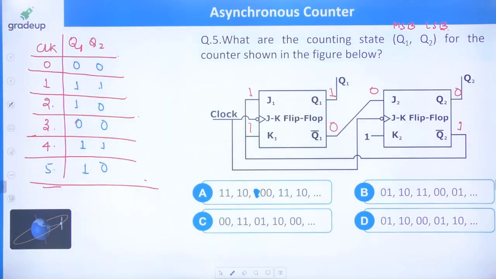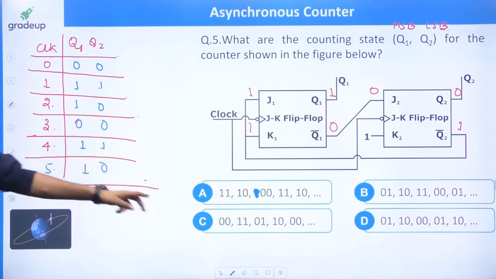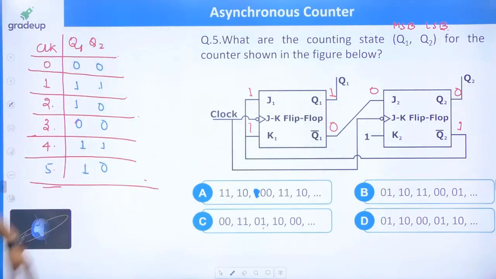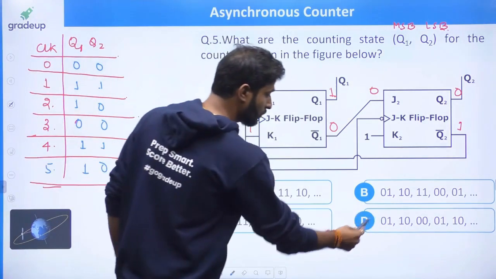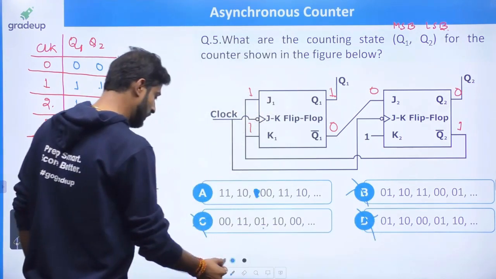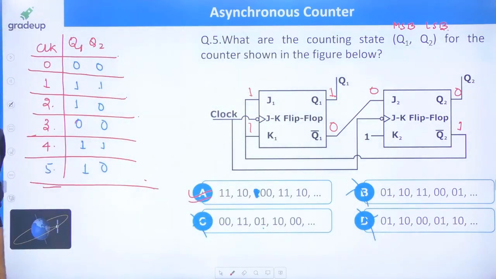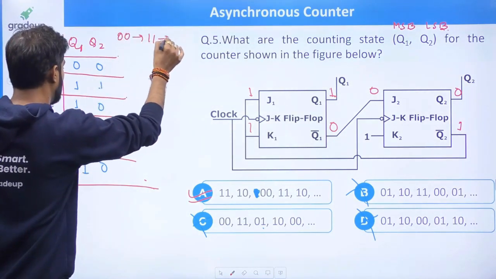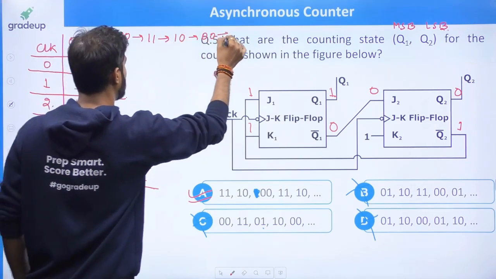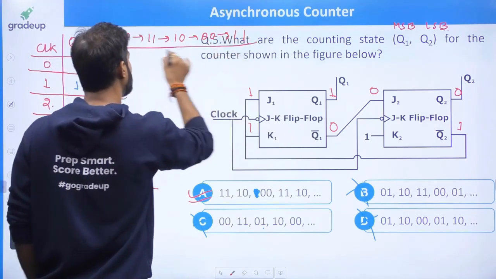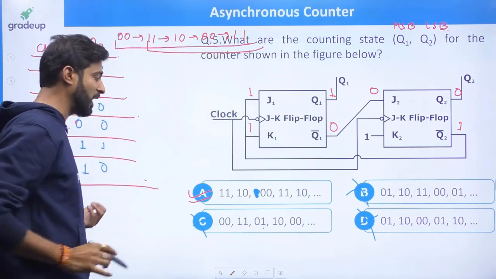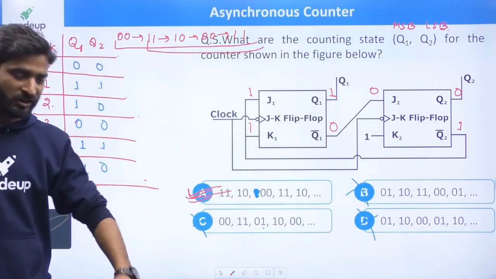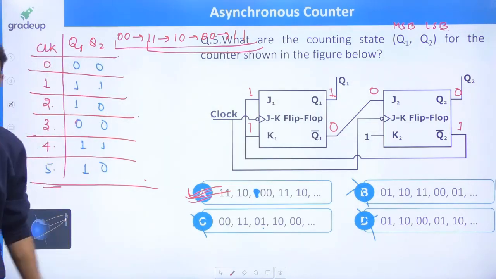So my dear friend, if you see, after the 0, 0, it would say 0, 1. But 0, 1 is not present in the state sequence. Am I right? So 0, 1 is not present in the state. So this one is wrong. This one is wrong. Of course, A is the correct answer. Either you go 0, 0 to 1, 1, after that 1, 0, after that 0, 0, after that 1, 1, either you go with this sequence or with this sequence. The pattern will be like this. That's why the correct answer for this question is A. Everybody, are you getting my point?